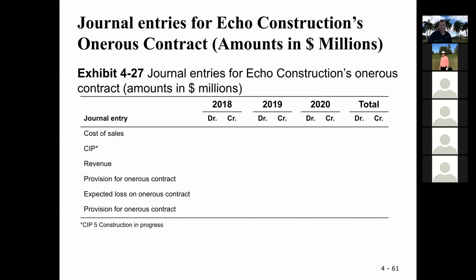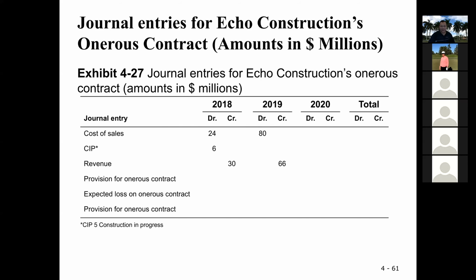So let's make this journal entry. This is a construction contract. Let's see if we understand the journal entry. In 2018, I recognize a revenue of 30, cost of sales 24. Which account do I debit? Don't get this wrong; we spend lots of time on this. You debit CIP. Very good. So debit CIP 6.